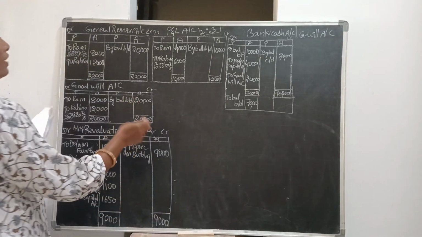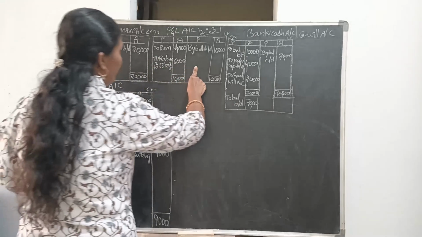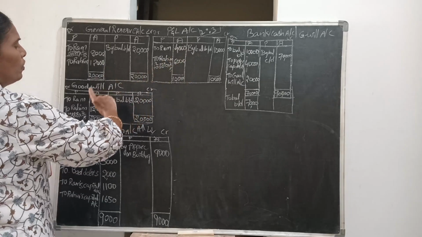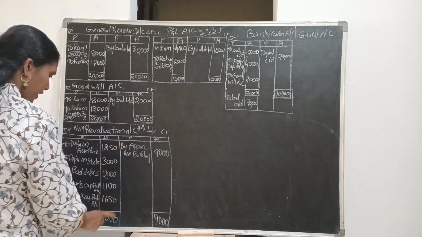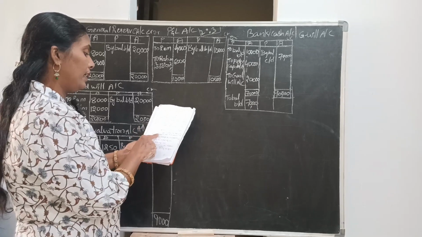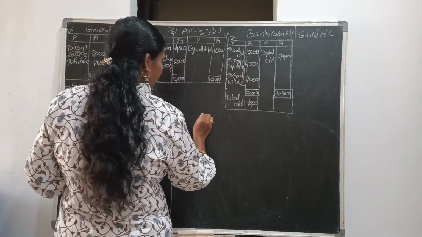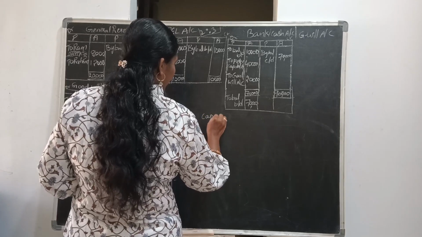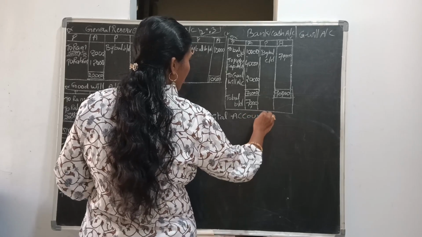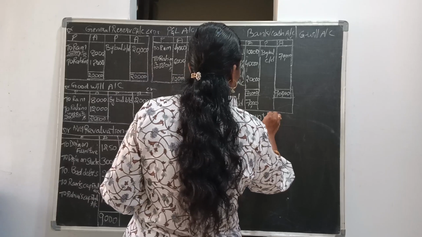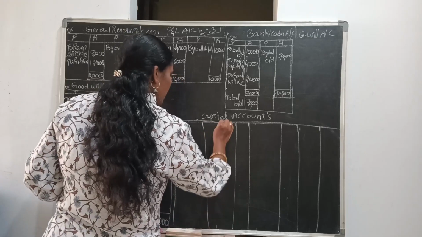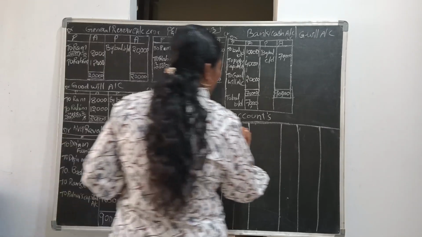So now we have finished the general reserve account, profit and loss account, bank account, and goodwill account, which we need to distribute among old partners, which is done, and the revaluation account is also done successfully. Now we need to prepare the capital account. So now I am going to prepare the capital accounts of the 3 partners.